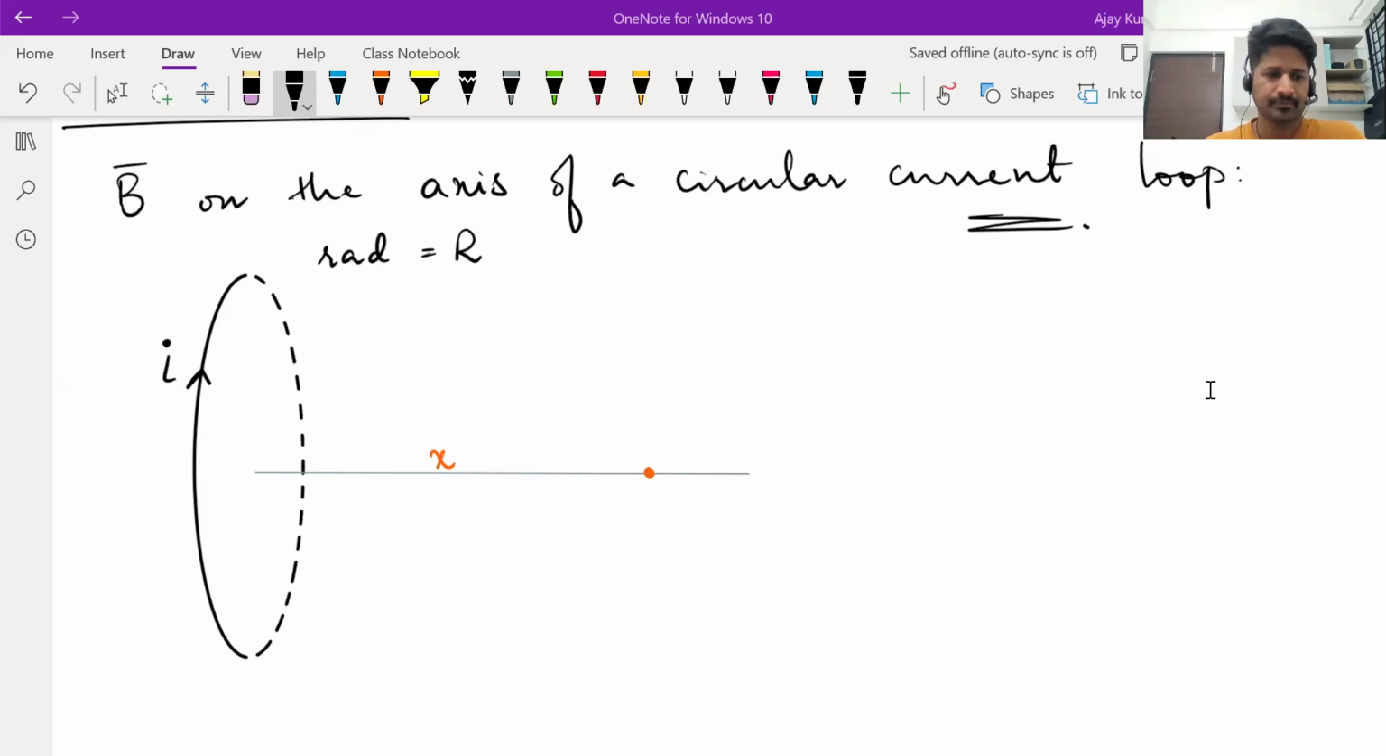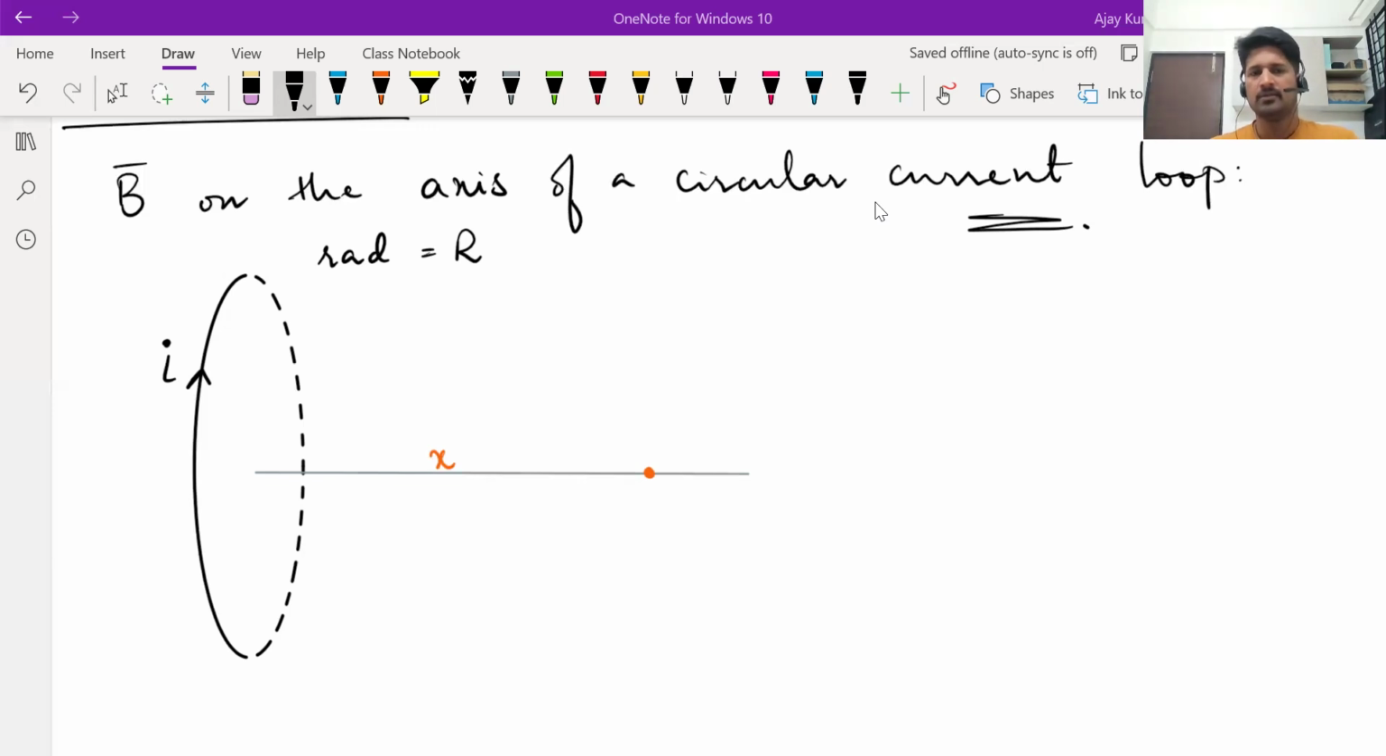Sir, first we'll calculate the direction of the magnetic field. Direction of which magnetic field? Due to the coil, the current loop. How can you directly tell the direction of the magnetic field produced by the entire loop? Sir, like, due to one small element. Element by element you'll have to go, no?